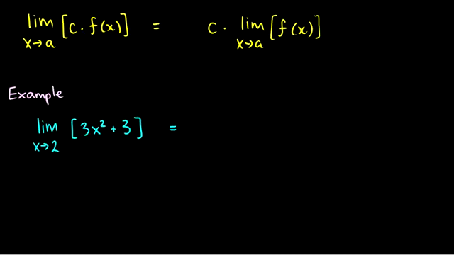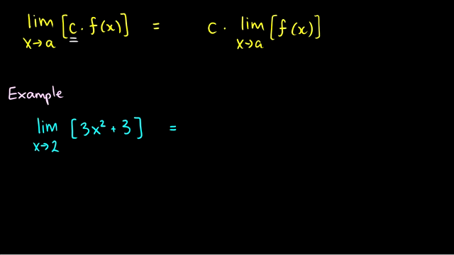The second law is a multiplication law. Essentially, if you have the limit as x goes to a of some number times a function, so again, this is just a constant, it's any number, then it's just equal to that constant times the limit as x goes to a of f of x. So we can just pull the constant out of the limit.